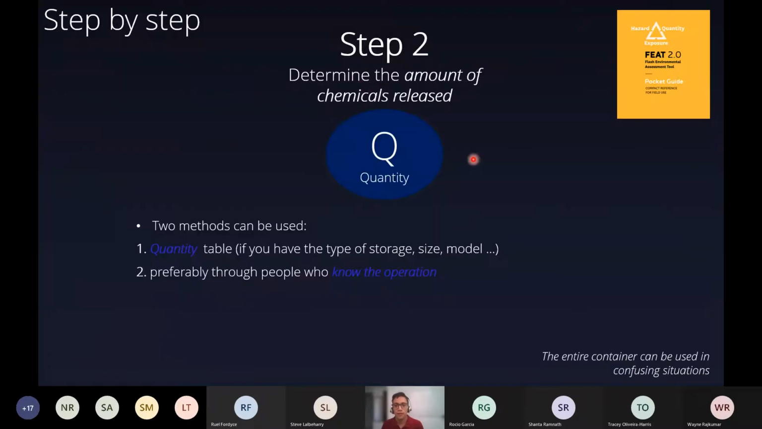On the second step, you need the quantity, because according to the quantity, you can get the distances that could be affected. And there are 2 methods for this part. A quantity table, and preferably through people who know the operation. If you have surveys of the tanks, what is the capacity of those tanks, for example. But in here, because we don't know the operations right now, we're just doing an exercise. We go to the quantity table that will help us get that information.